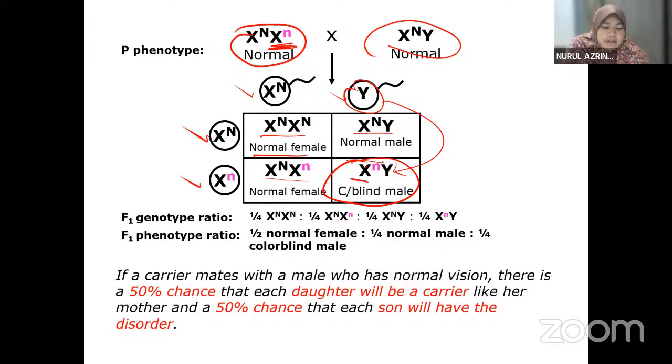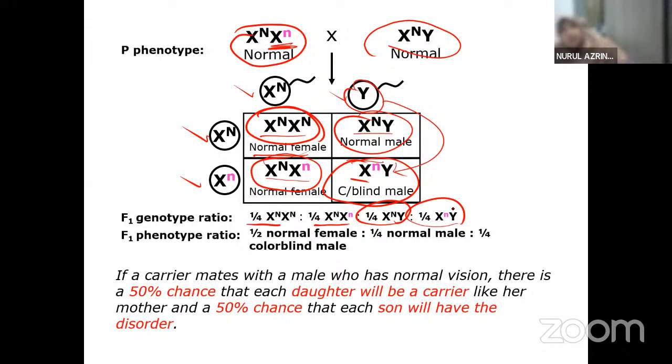So in terms of genotypic ratio, 1/4 X capital N X capital N, sebab ada satu je yang capital N, is to 1/4 X capital N X small n, is to 1/4 X capital N Y, and 1/4 X small n Y. That is the genotypic ratio. But in terms of phenotypic ratio, you can see that 1/2 is normal female, is to 1/4 normal male, is to 1/4 colorblind male. 1/4 daripada anak-anak dia adalah colorblind.